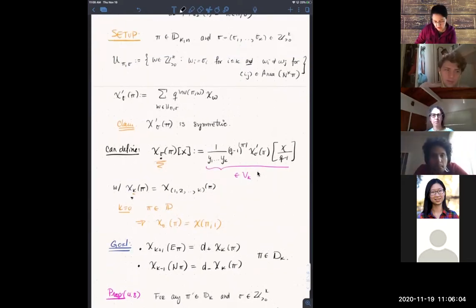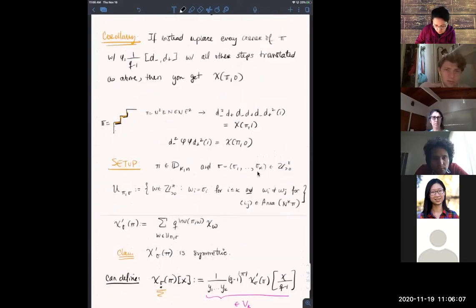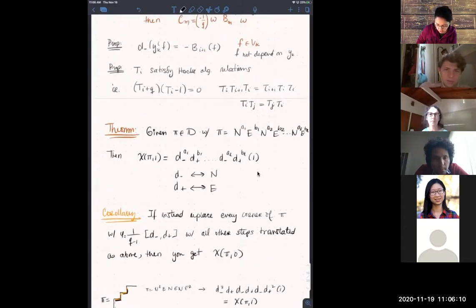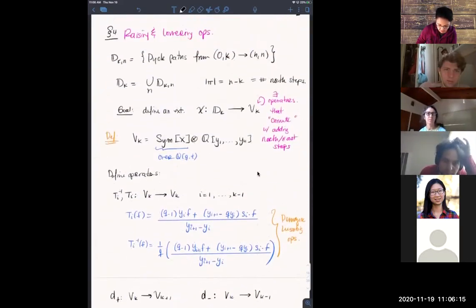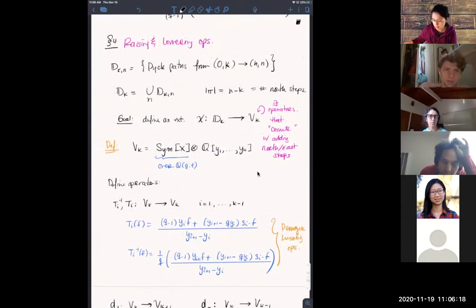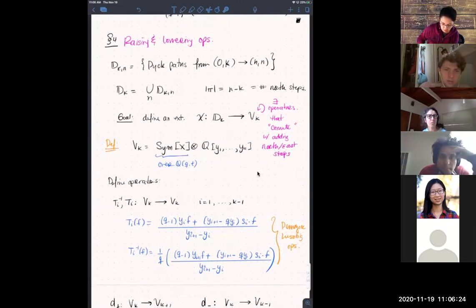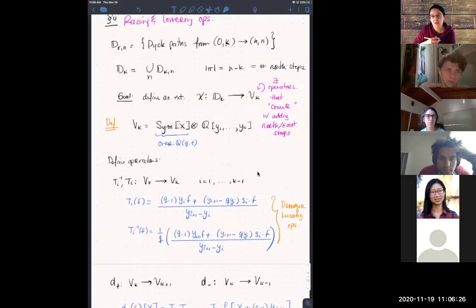Last time, just as a reminder where we left off, we were trying to prove this theorem right here. We had just introduced a bunch of operators, these raising and lowering operators, and we were trying to translate this whole combinatorial story to the language of these new operators, d plus, d minus, ti, ti inverse, etc., on these bigger spaces Vk, which are basically just symmetric functions tensored with some extra variables y1 through yk.